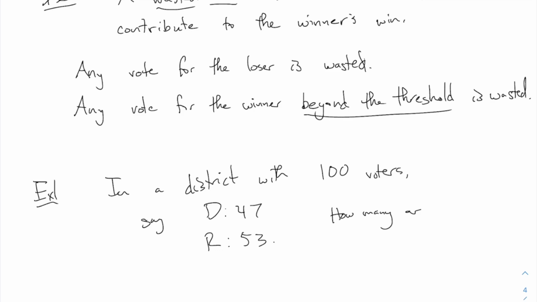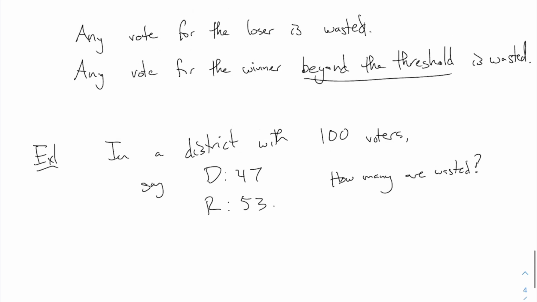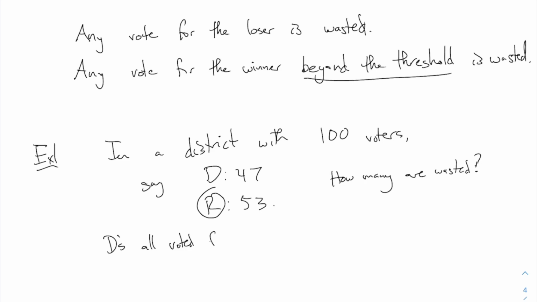How many are wasted? Well, what I said before is any vote for the loser is wasted, any vote for the winner beyond the threshold is wasted. So first of all, we should decide who is the winner. Well, I said 47 for the D's, 53 for the R's. So the R's is the winner. Maybe I'll circle that. I will say the D's all voted for the loser. So they are all wasted. Right? So the D's wasted 47 votes.